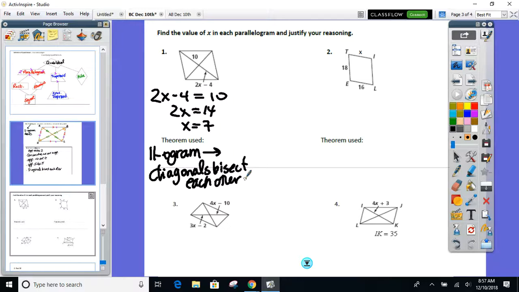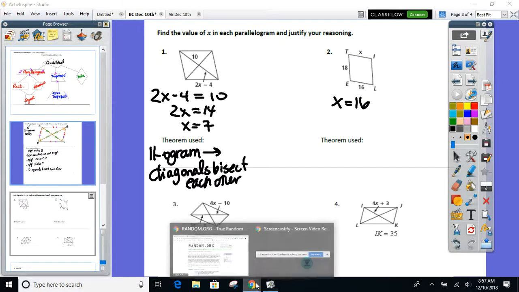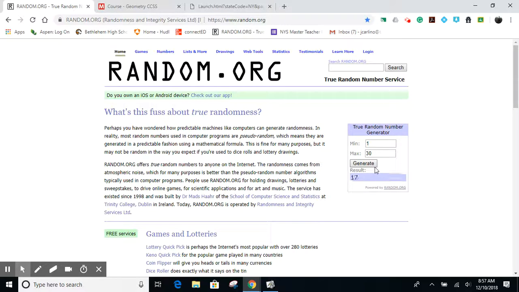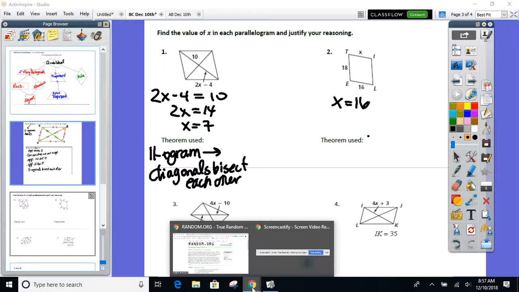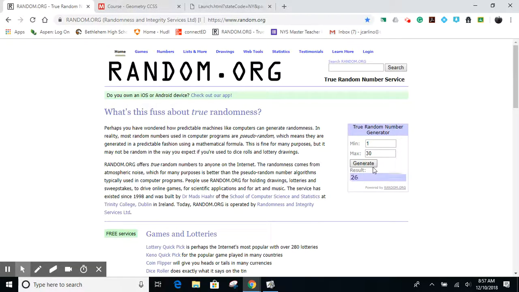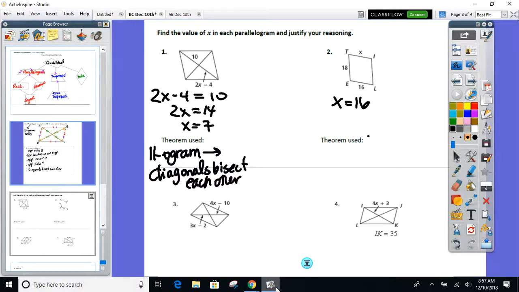I don't have to set up any equation, I hope. X equals 16. What property are you applying to know that's 16 and not another number? 17, what do you got for me? 26. Okay, so parallelogram implies opposite sides congruent.